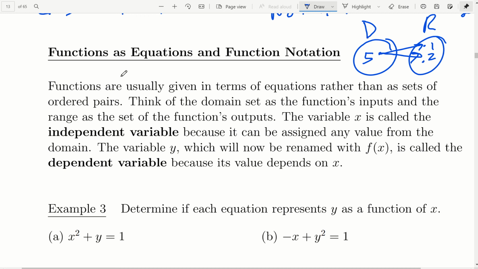The next thing we want to get used to is functions as equations and function notation. Functions are usually given in terms of equations rather than sets of ordered pairs. We can think of the domain set as the function's inputs, so those are the things that we plug into the function, and the corresponding range values would be the outputs we get from the function. The variable x will be called the independent variable because it can be assigned any value from the domain, and the y value will be renamed with f of x, which is going to be called the dependent variable. We think of y as depending upon our choice of x, so y will be the dependent variable.